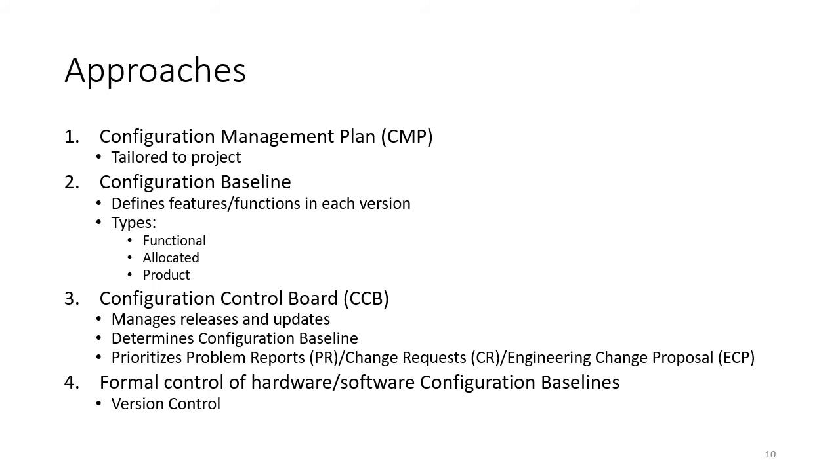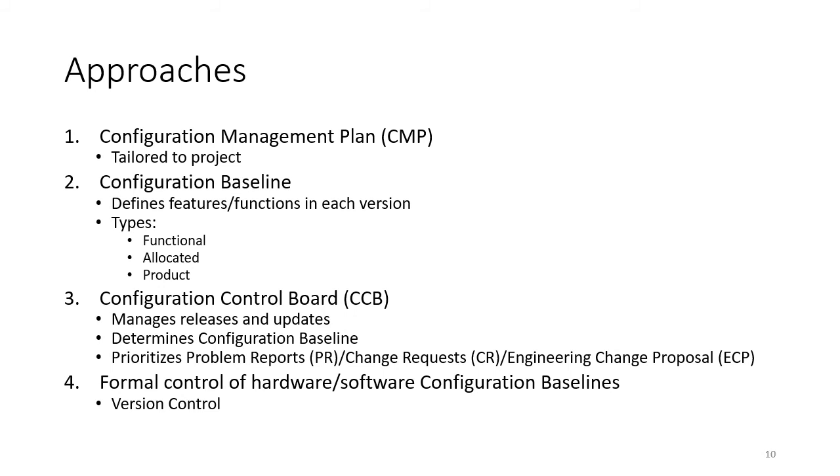Number 2, we've talked about configuration baseline. It defines the features and functions in each version. So number 3 is a very, very important activity in any project, and that's the configuration control board. So the configuration control board includes stakeholders from all of the engineering disciplines, and possibly even the customer, and establishes the releases and the updates and the timing of all of those. So the configuration control board is where those last-minute decisions are made as to what goes in and what goes out, and the sequence of builds. The configuration control board determines the configuration baseline.